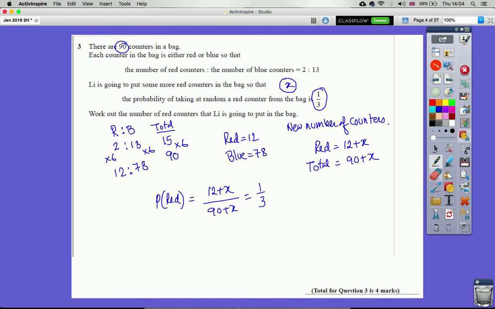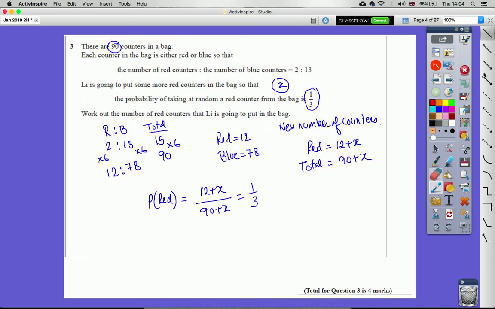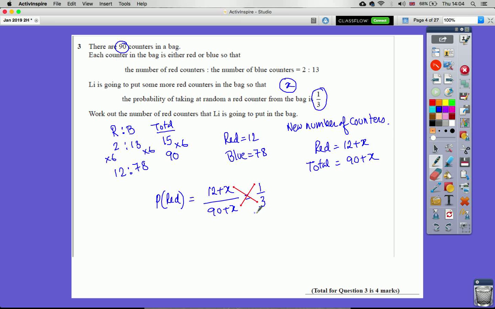Now what I'm going to do is cross multiplication. So multiply these two and multiply these two. So I'm going to get 3 times (12 plus X) is equal to (90 plus X) times 1. If I expand the brackets, I will get 36 plus 3x is equal to 90 plus x, minus x from both sides.